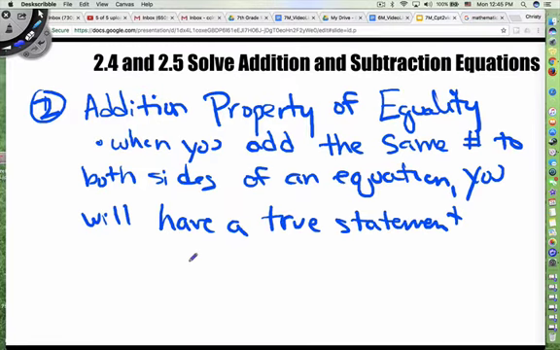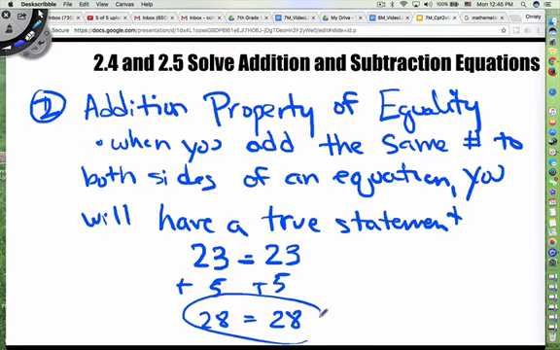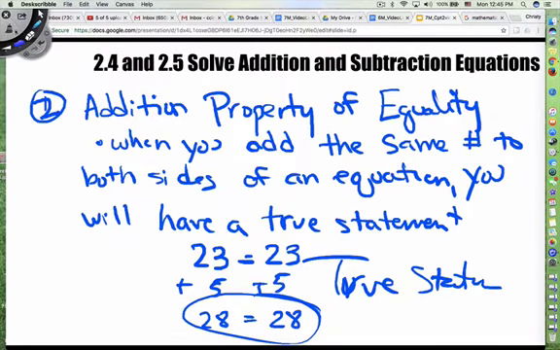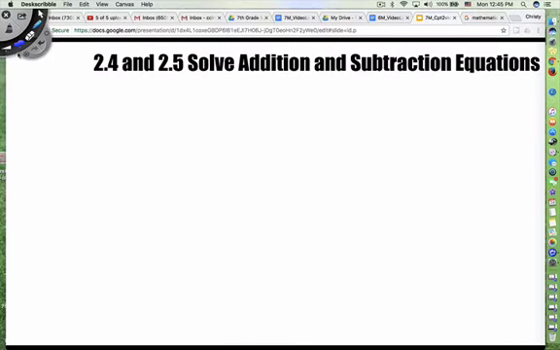Okay, meaning if I have 23 is equal to 23, when I add 5 to both sides, I'm going to get 28 is also equal to 28. Yay, so it is a true statement. That's what that means. Okay, so how does that apply to our algebraic lives again? Let's look at some examples.